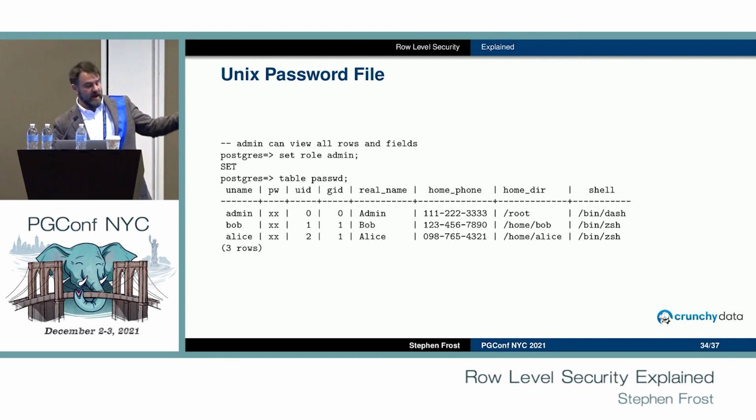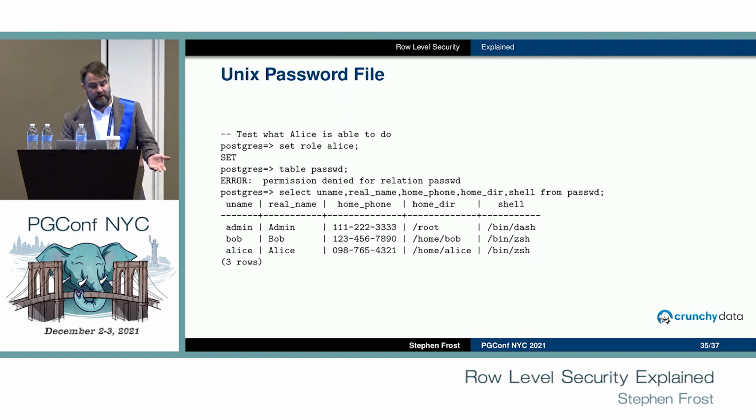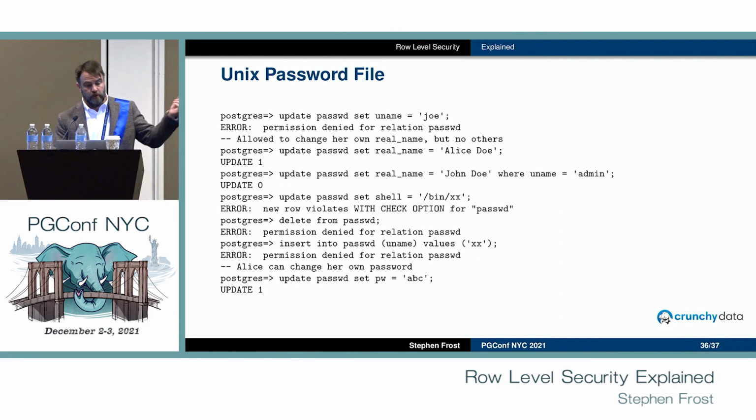Here as an admin, I can see everything, as expected. As the role Alice, however, if I try to select the entire table, it's going to throw an error because I don't have access as Alice to all of the columns. I only have access to a subset. So here I can select out the subset of columns I have access to. Further, if I try to update the table to change the username to be some other user, that's going to give me an error.